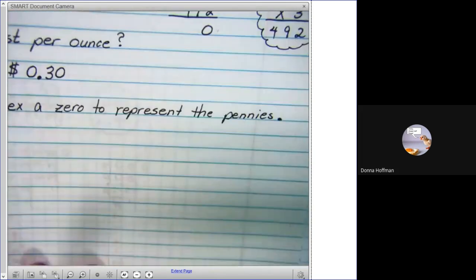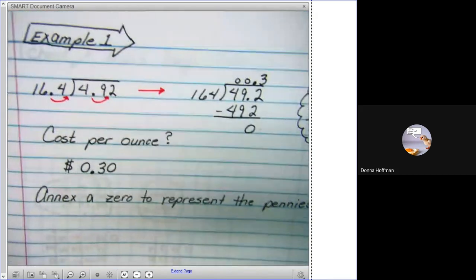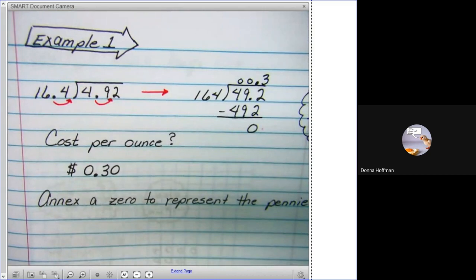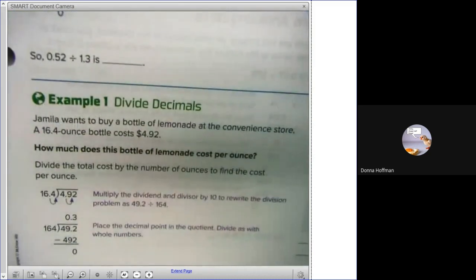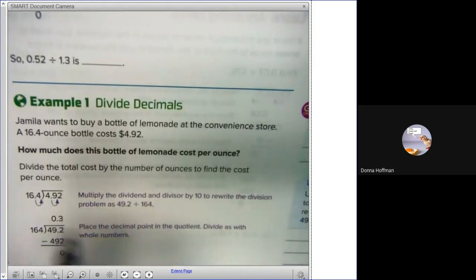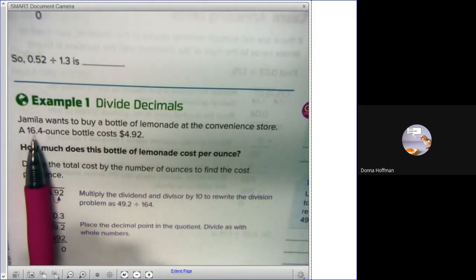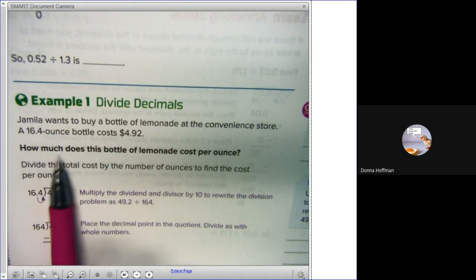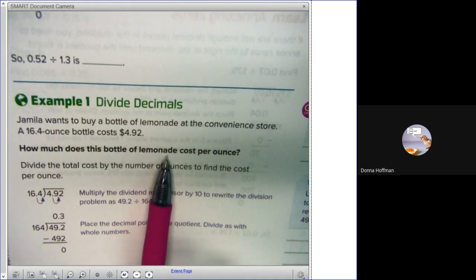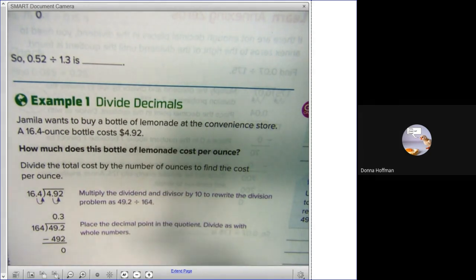Then example number 1 on page 13 talked about Jamelia, who wants to buy a bottle of lemonade at the convenience store. She buys a 16.4 ounce bottle that cost $4.92. How much does this bottle of lemonade cost per ounce? This is unit rate. They want to know how much it is for each ounce.